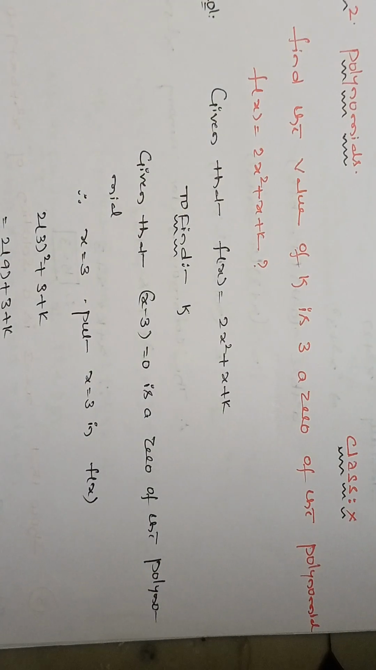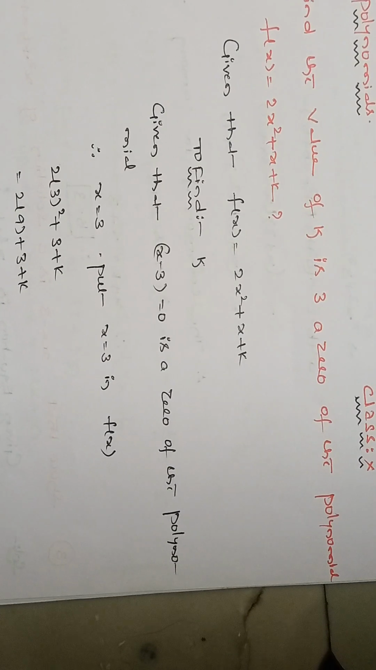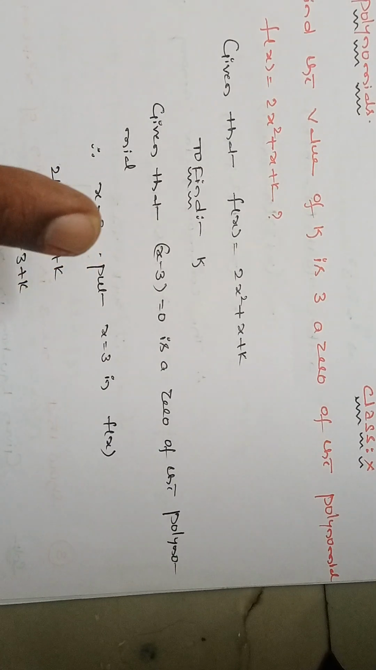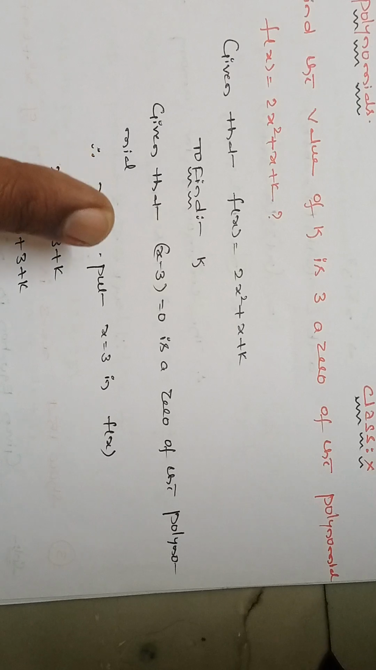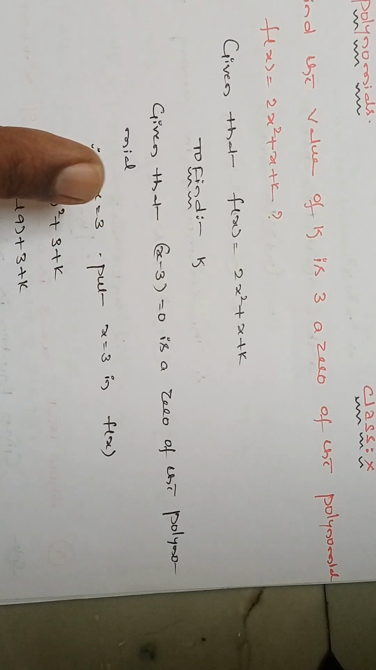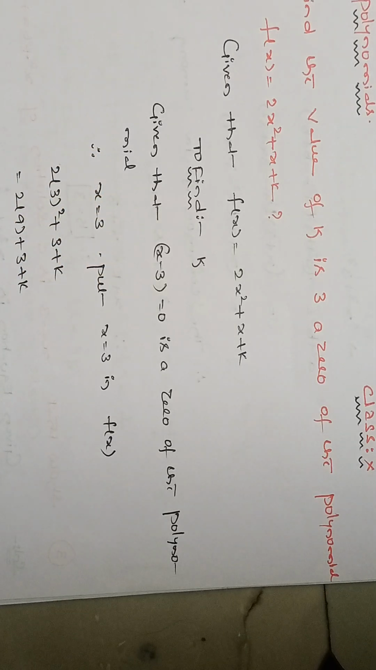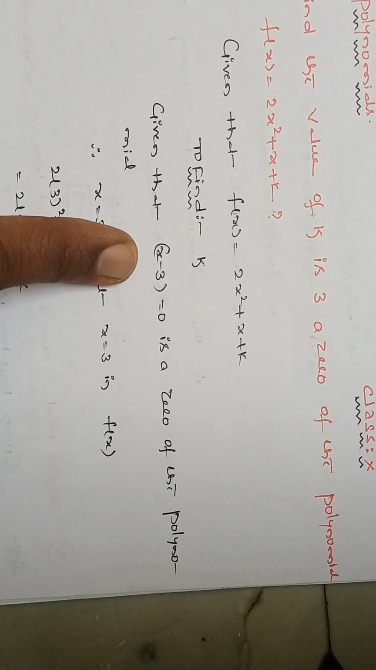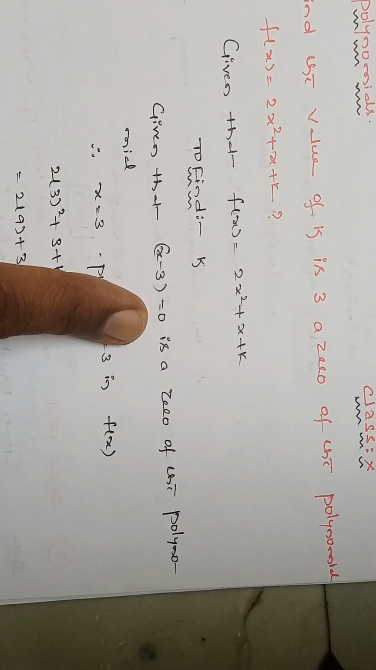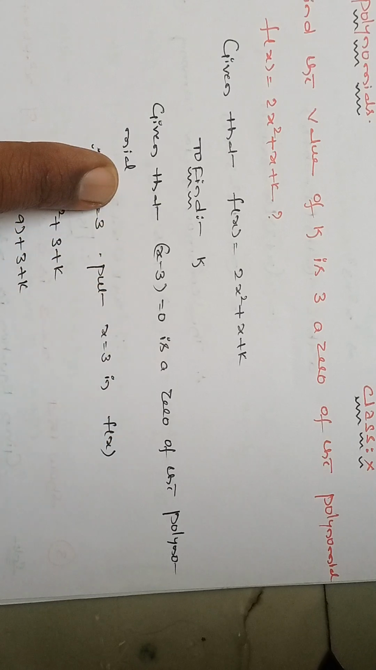Okay, take the given polynomial 2x square plus x plus k. We need to find the value of k here. So given that 3 is a zero of the polynomial, right? So how can we write 3 as a zero of the polynomial in terms of x? So this is the notation: x minus 3 equal to 0 is a zero of the polynomial that is given.